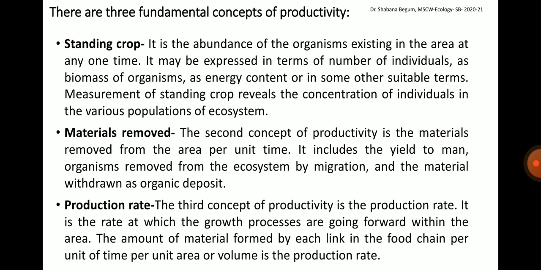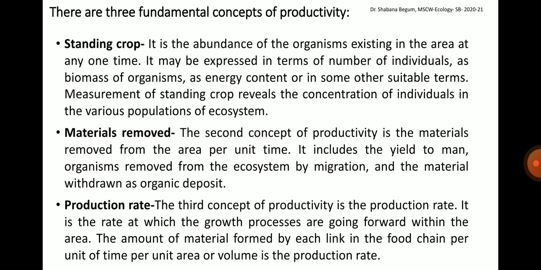Apart from these, we have to know the three fundamental concepts of productivity, which are the standing crop, materials removed, and production rate. First, the standing crop. The standing crop is the abundance of the organisms existing in the area at any one time. It may be expressed in terms of number of individuals, as biomass of organisms, as energy content, or in some other suitable terms. So measurement of standing crop reveals the concentration of individuals in the various populations of the ecosystem.